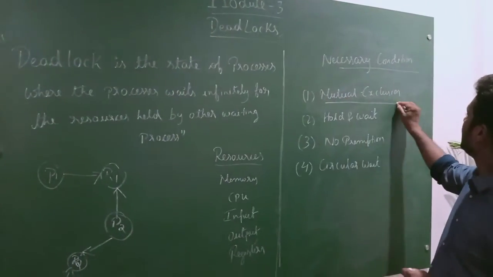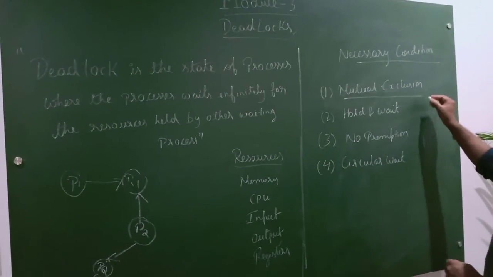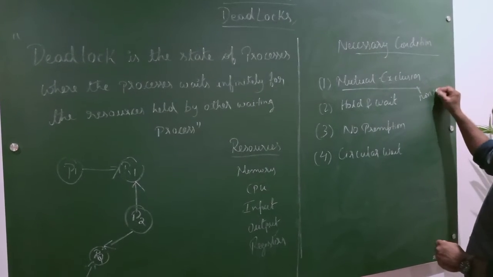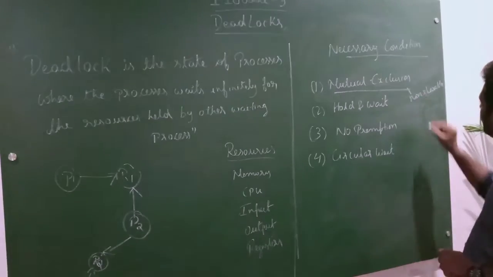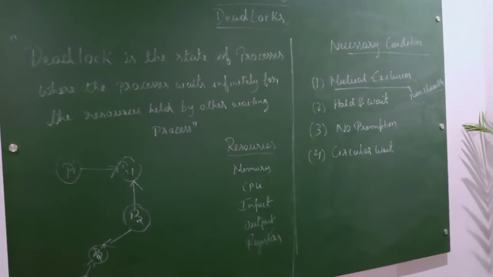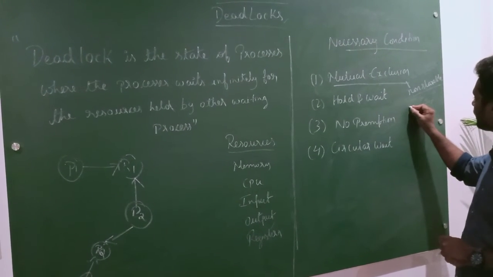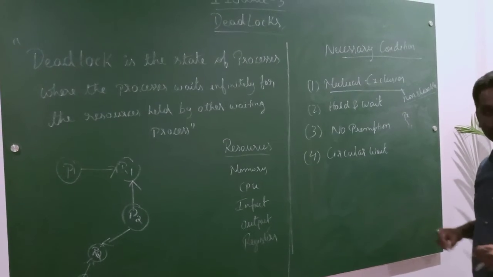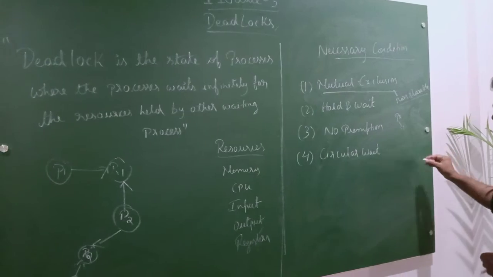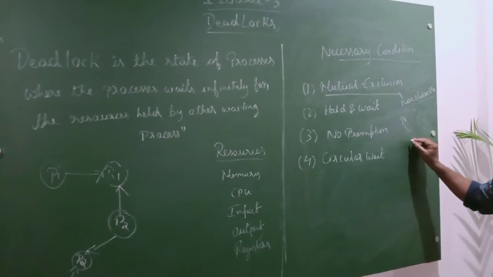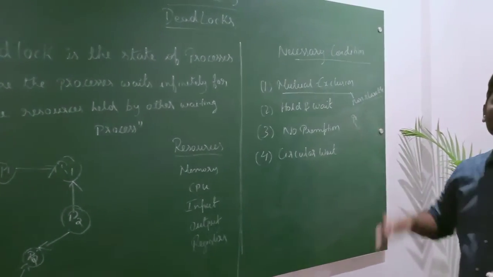First one is mutual exclusion. They said that at least one resource must be in non-shareable mode. What do you mean by non-shareable mode? Only one process at a time can use the resource. Only one process can use the resource at a particular moment of time. If any other process requests the resource, that process must be delayed until the resource is released.